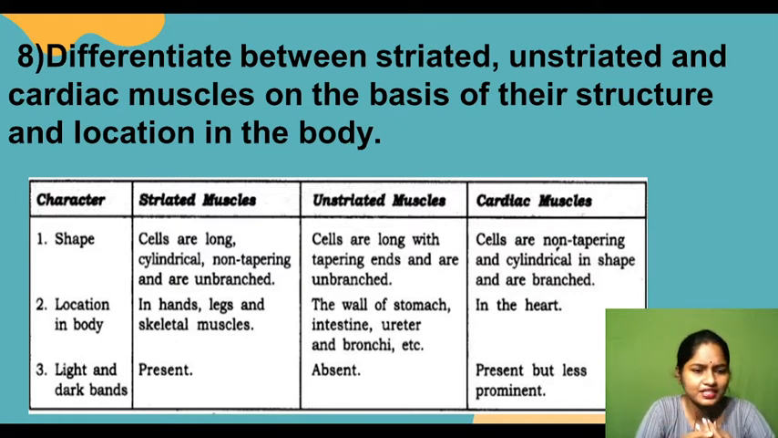Now only we have discussed, same question only. Location, striated muscles are in hands, legs and skeletal muscle. Unstriated, they are involuntary, right? Stomach, intestine, ureter and bronchi. And cardiac muscles in the heart, because cardiac is a term related with the heart. The light and dark bands, they are present. Scratches, right? Unstriated, absent, and cardiac present but not prominent. Okay, light scratches are there.